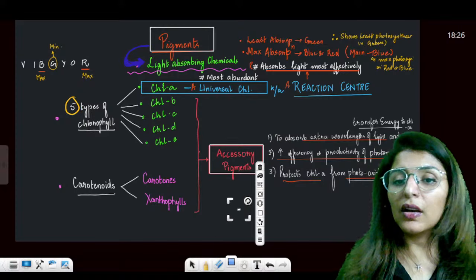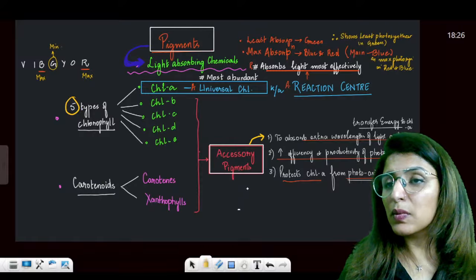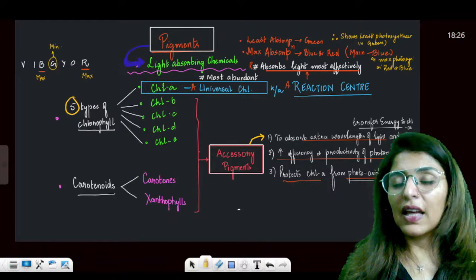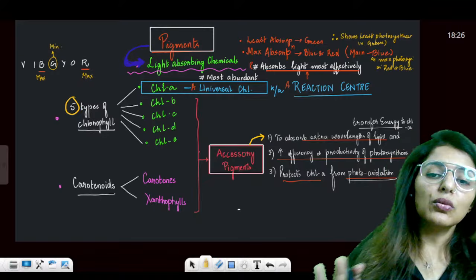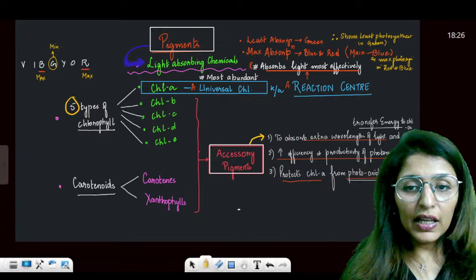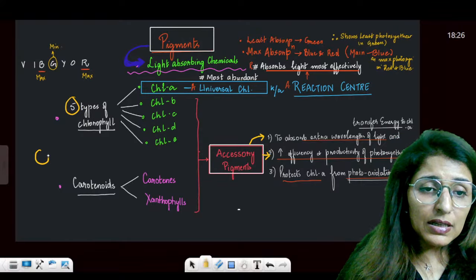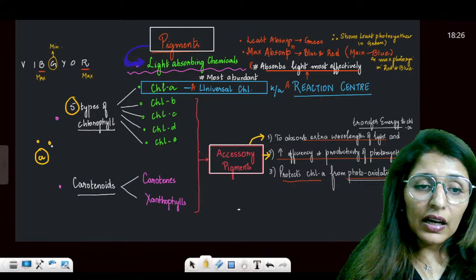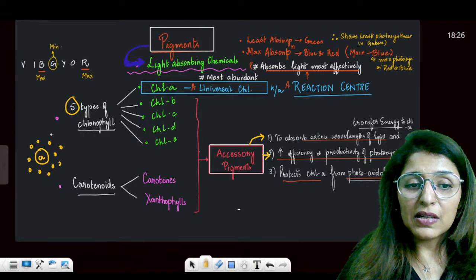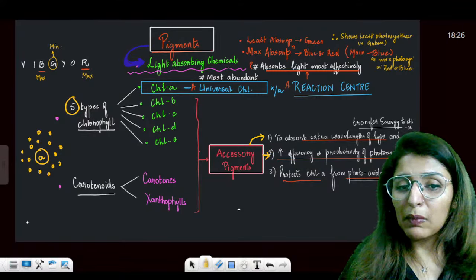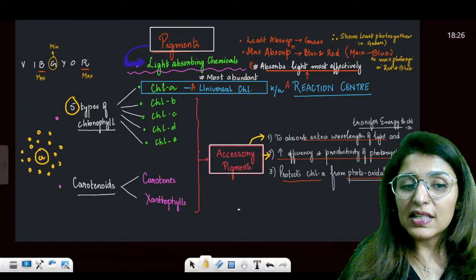Is this clear? Now, what do we understand by accessory pigments? Why are they needed? These accessory pigments will absorb extra wavelengths of light, and ultimately they are going to absorb that light and transfer it to chlorophyll A only. Then second, they are present around chlorophyll A. See, this is chlorophyll A, and surrounding chlorophyll A are present the accessory pigments. Is that clear? These are the accessory pigments. That means other chlorophylls and then carotenoids and xanthophylls. These are the accessory pigments.